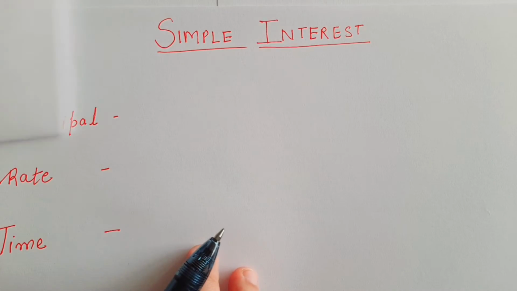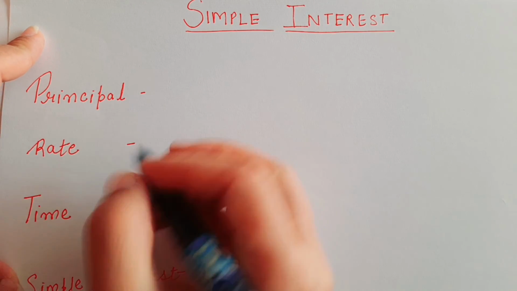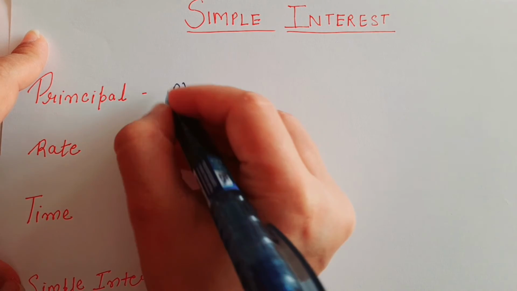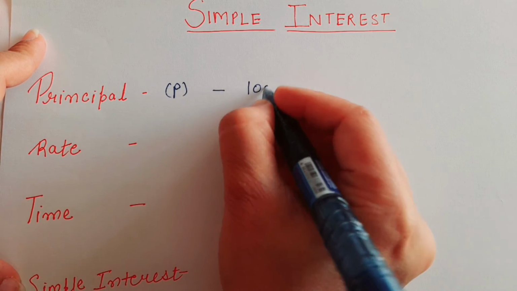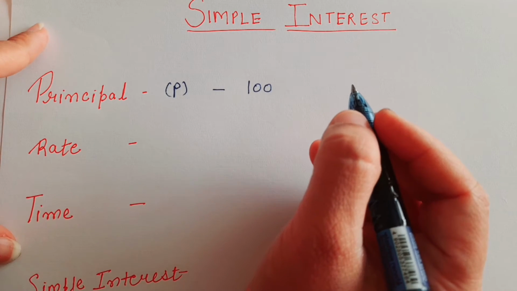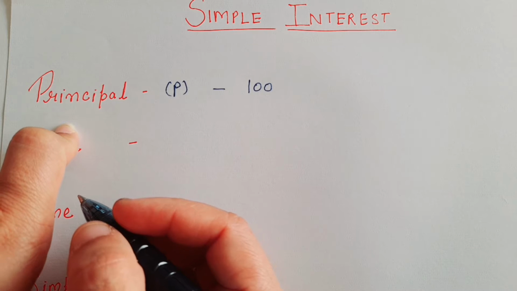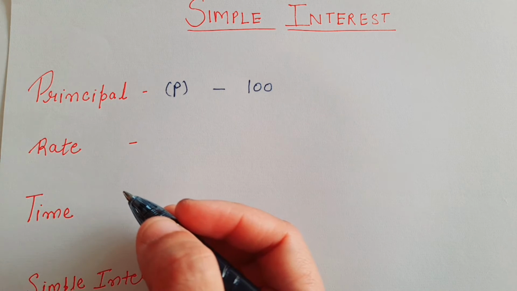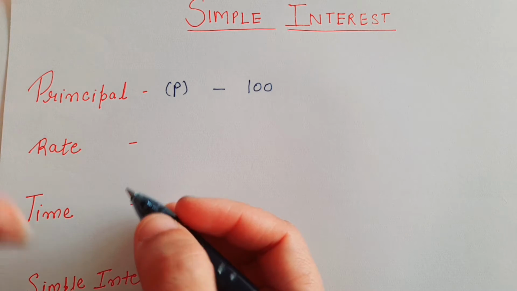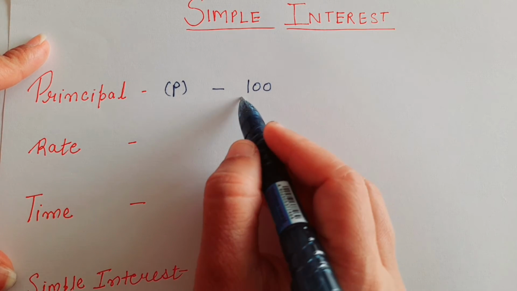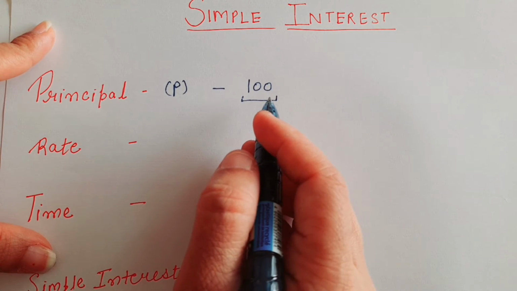So what are the main factors of simple interest? I will explain those now. What is principal? You had 100 rupees. We write it as P. You had 100 rupees, so that 100 rupees is your principal, okay? Whoever is the lender, who is lending the money, the money he has is the principal, okay?